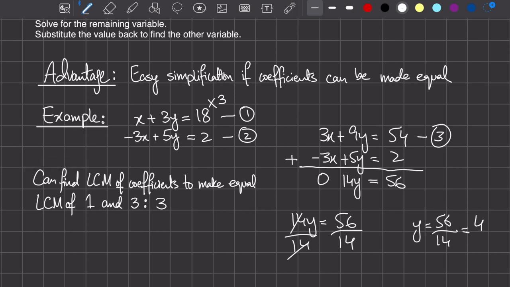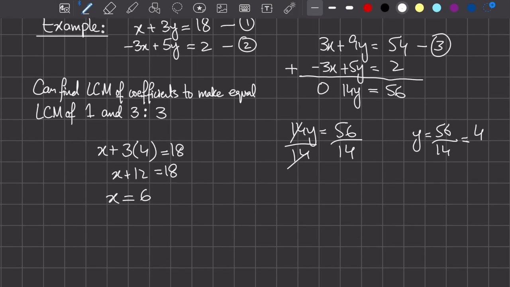Now, to find x, we plug in this value of y into any of the three equations we had. Let's just plug this into equation number 1, and we get x plus 3 times 4 equals 18, or x plus 12 equals 18. We can take the 12 to the other side, where it will now subtract, and we get the answer x equals 6. Therefore, the solution to this system is x equals 6 and y equals 4, or (6, 4) is the point of intersection. We just have one solution, which tells us the system is consistent.